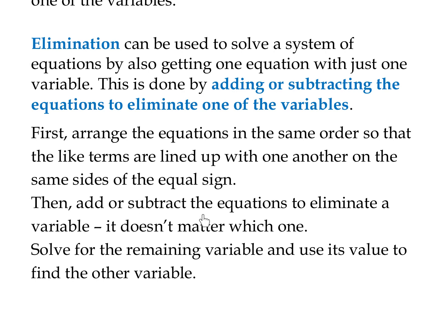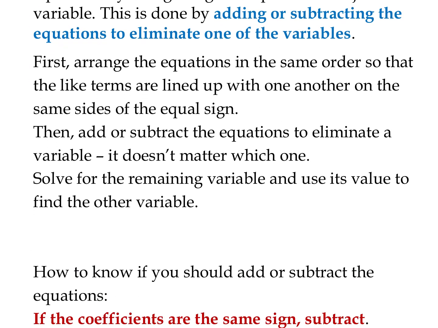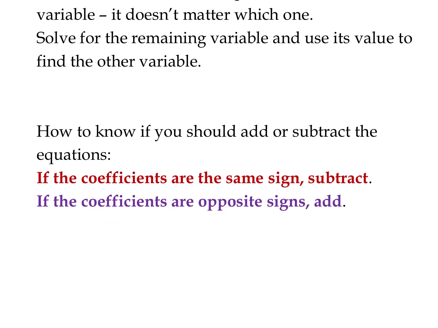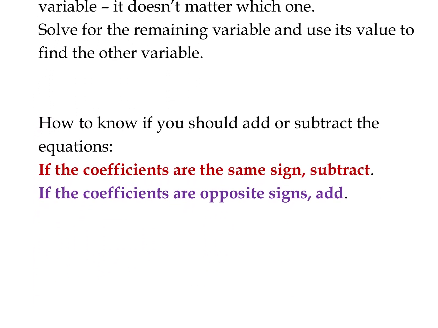Okay. After we add or subtract the equations to eliminate a variable, and it doesn't matter which variable gets eliminated, we can solve for the variable that's left over. Right? If we have x and y, we get rid of x, we'd be able to solve for y. If we have x and y and get rid of y, we'd be able to solve for x. And then we can use that value, plug it back in to find the second variable. How are we going to know whether to add or subtract? That's a big key after we get the equations arranged properly.